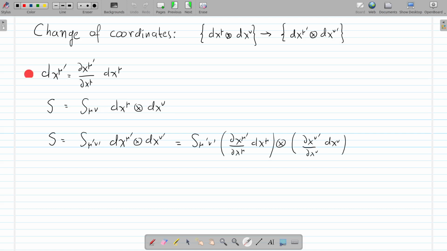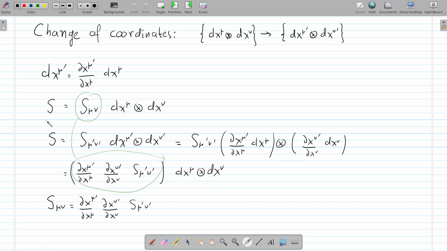Now, in this linear combination, we can substitute what we have found for dx mu prime. So we have this for dx mu prime and this for dx nu prime, which are linear combinations in terms of dx mu and dx nu. So linearity again comes into play, and we can factor out all the numbers here in the parentheses, and this is a 0-2 tensor dx mu times dx nu. So if we compare those two expressions, because those vectors in the vector space of 0-2 tensors are linearly independent, then those two terms must be equal. So we have a relation between the components of S in this basis and the components of S in that basis.